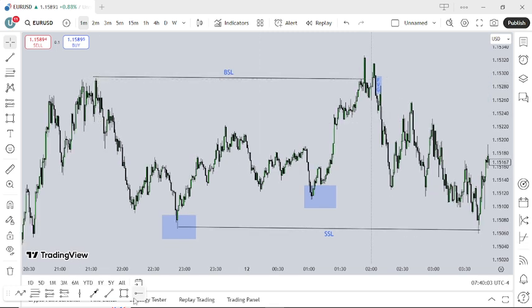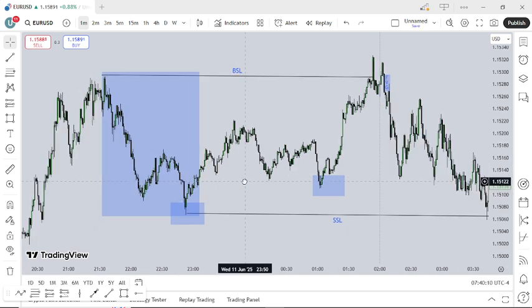So the main range here is from this point to this point. That's the range we are dealing with, from this high here to this low. Every other thing in between that range is just noise.